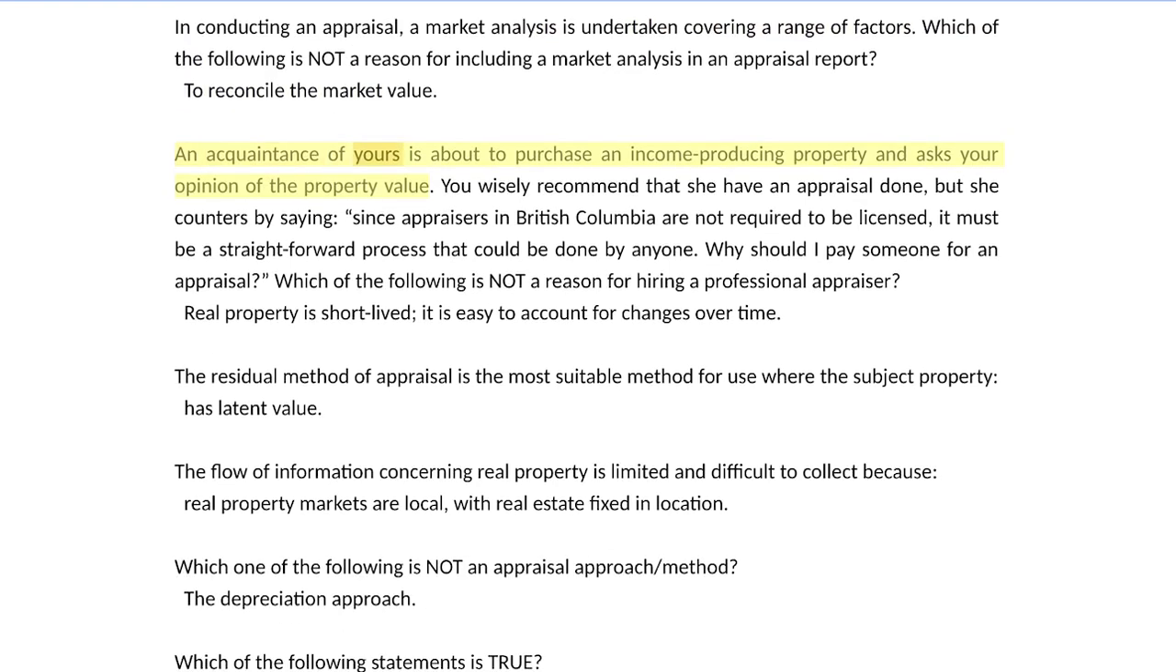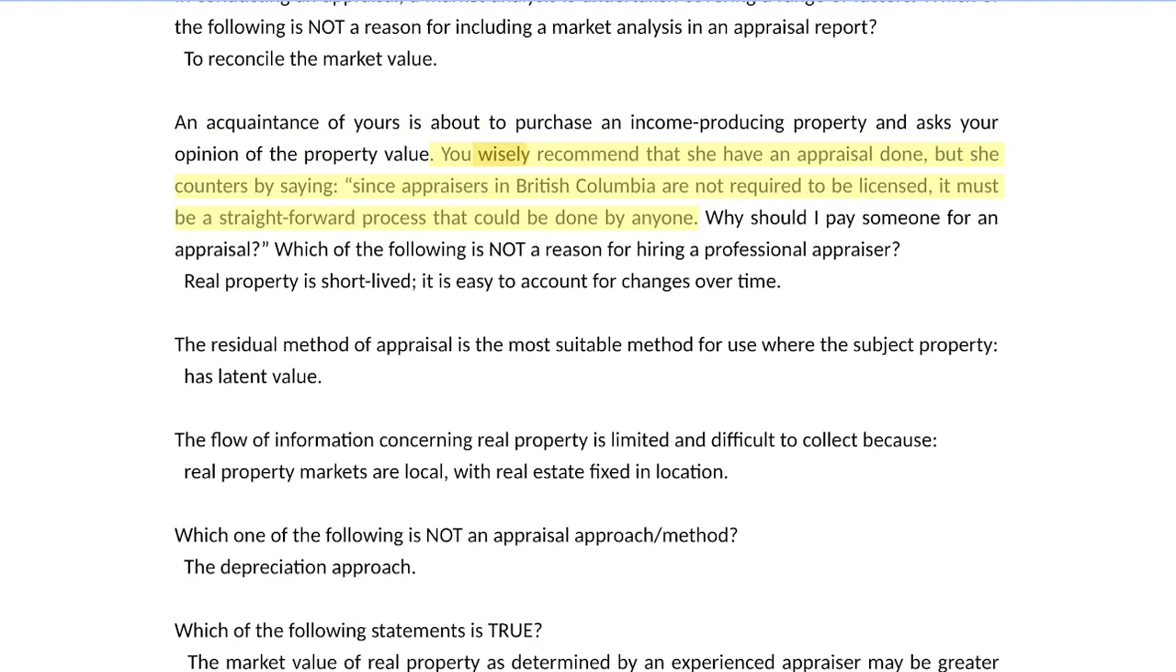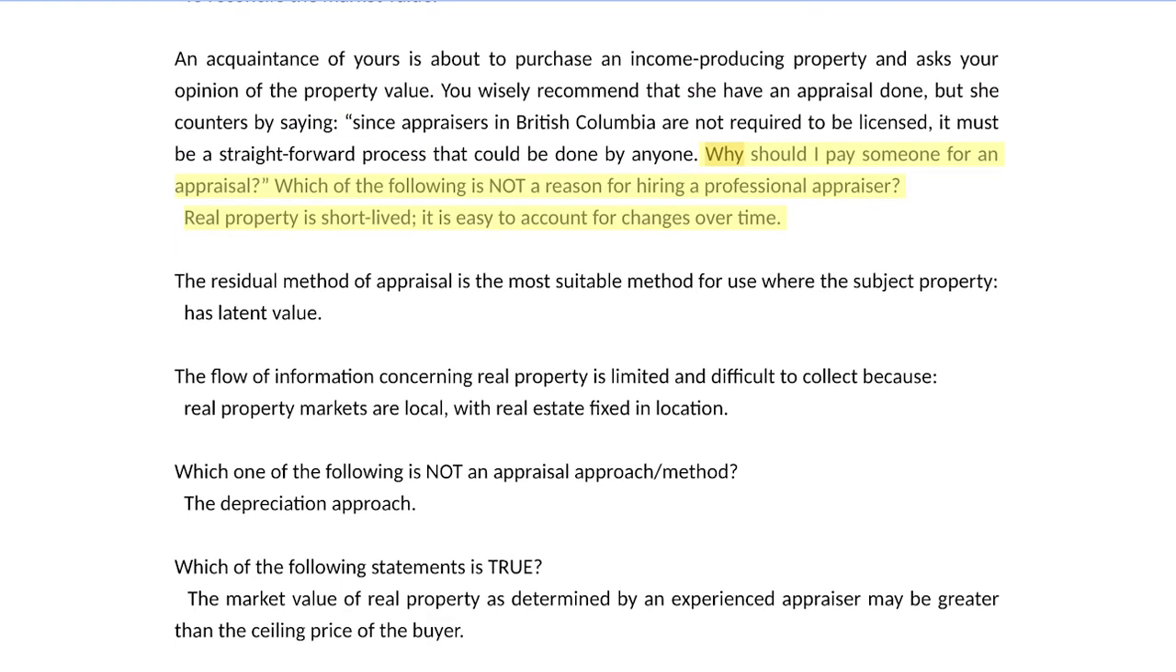An acquaintance of yours is about to purchase an income-producing property and asks your opinion of the property value. You wisely recommend that she have an appraisal done, but she counters by saying, since appraisers in British Columbia are not required to be licensed, it must be a straightforward process that could be done by anyone. Why should I pay someone for an appraisal? Which of the following is not a reason for hiring a professional appraiser?